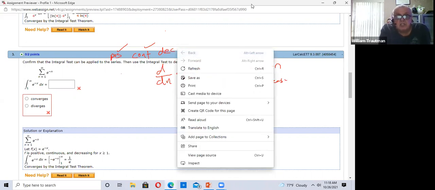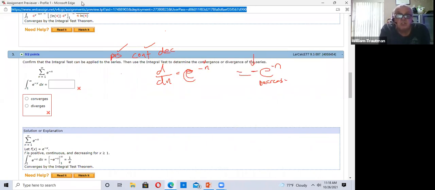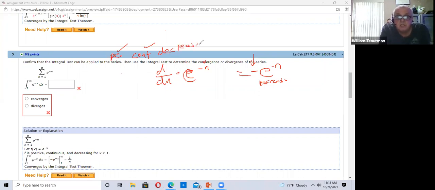And in a show your work, you have to show this. You have to show that all 3 of these are met. So that's the key, that's why I'm showing that. You have to show that all 3 of those criteria are met. And then we're just going to integrate this.